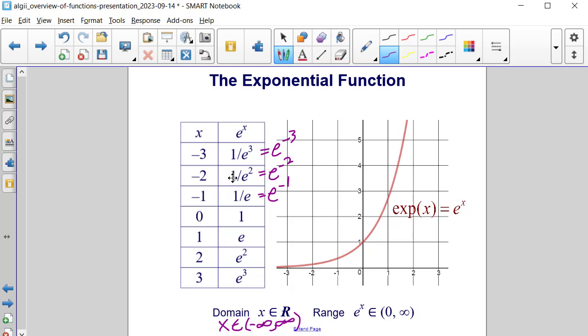Since there is always a 1 in the numerator when you have negative exponents, this function never reaches 0. Therefore, the range for e to the x is from 0, not including 0, to positive infinity.